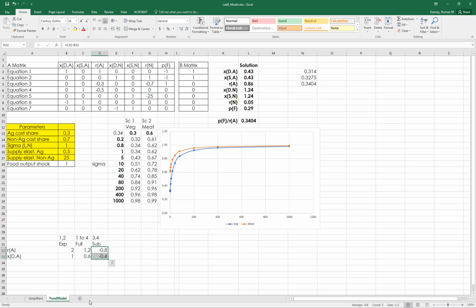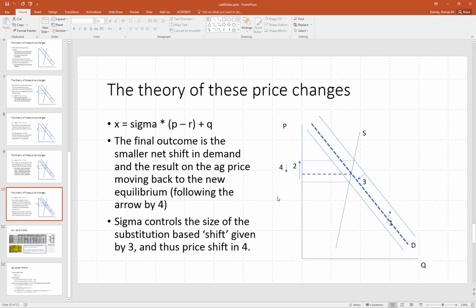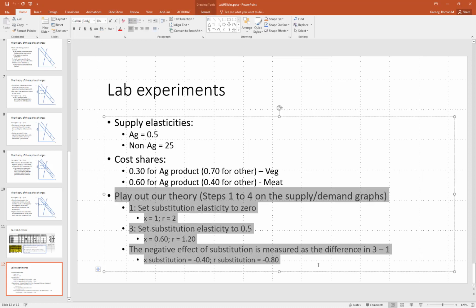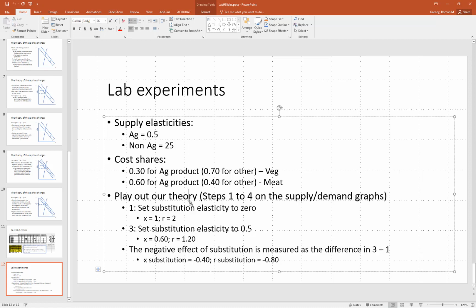Let me just pull back the slides to see what is at the end of those. Yeah, and this is just the playing out of that theory scenario that I do in the spreadsheet for you. Set these values, do the 0.3 case, the vegetable case right here. Set the substitution elasticity to 0, you get the pure expansion effect.